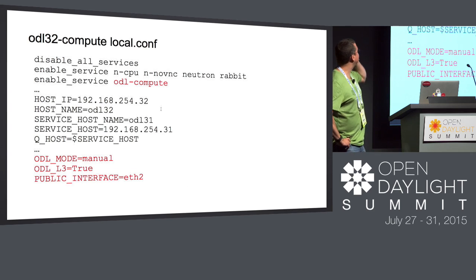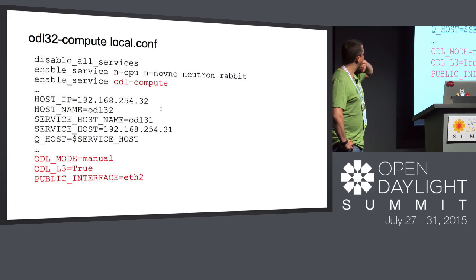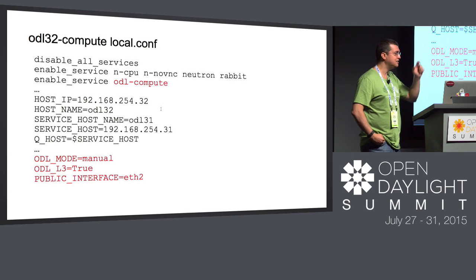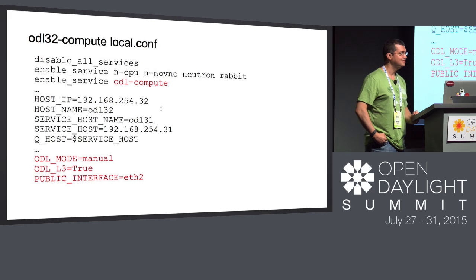And on the compute node, you enable even fewer services, right? You're just enabling the N-CPU and Neutron. And as you see, the public interface is what takes it to connect to BREX.